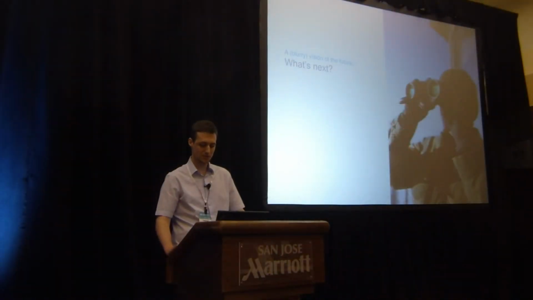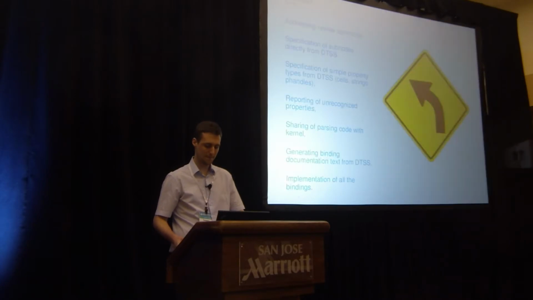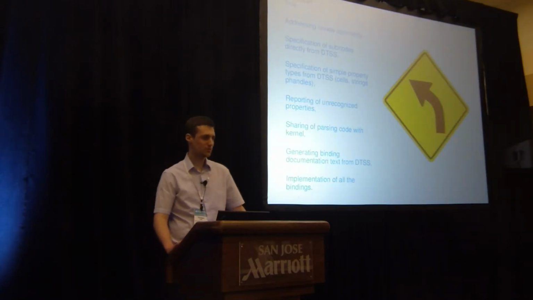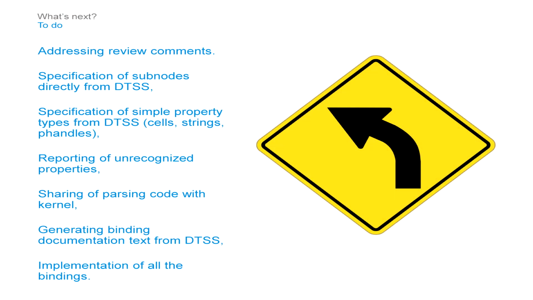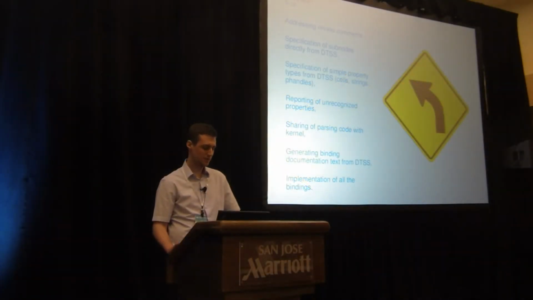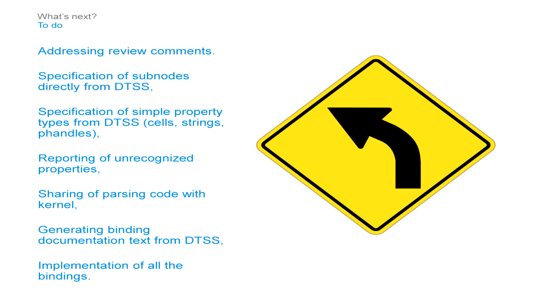Now we should try to think a bit about the future. We have quite a number of to-do elements on the list. First of all, few review comments were posted on the mailing list, mostly about implementation details. They need to be addressed, of course. But also, we have on the list some extension of the DTSS language to let us specify subnodes of selected DT bindings. Also, simple type checking for simple properties such as cells, strings, or phandles, or arrays of them.